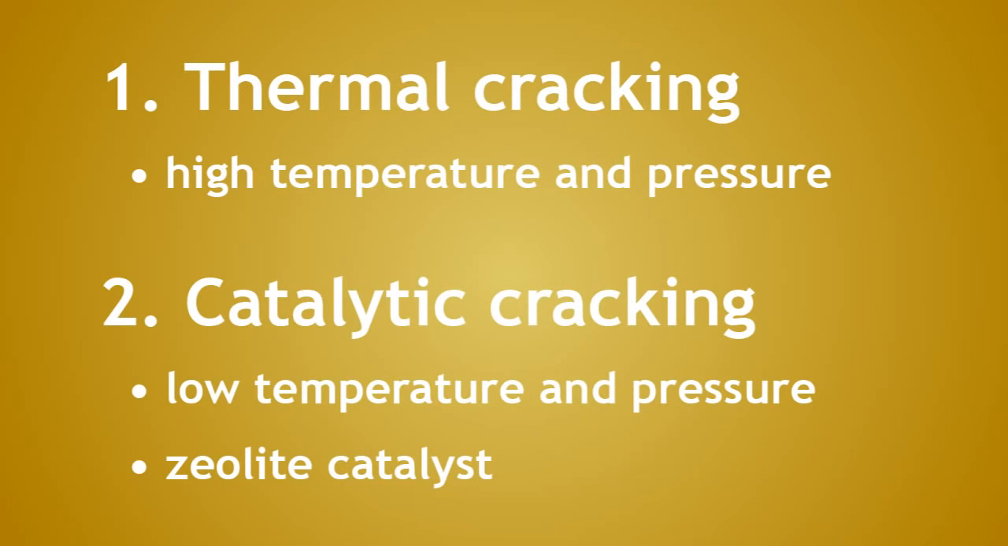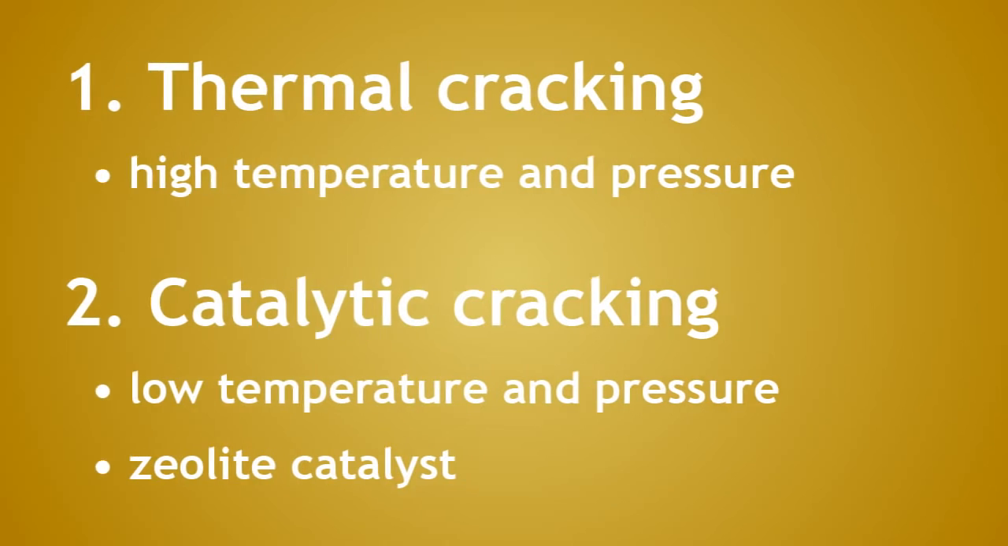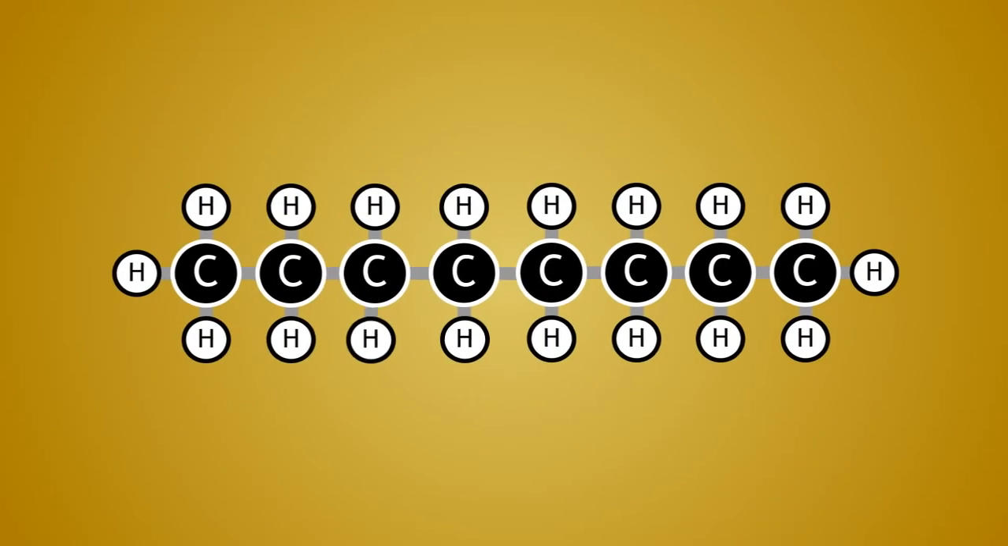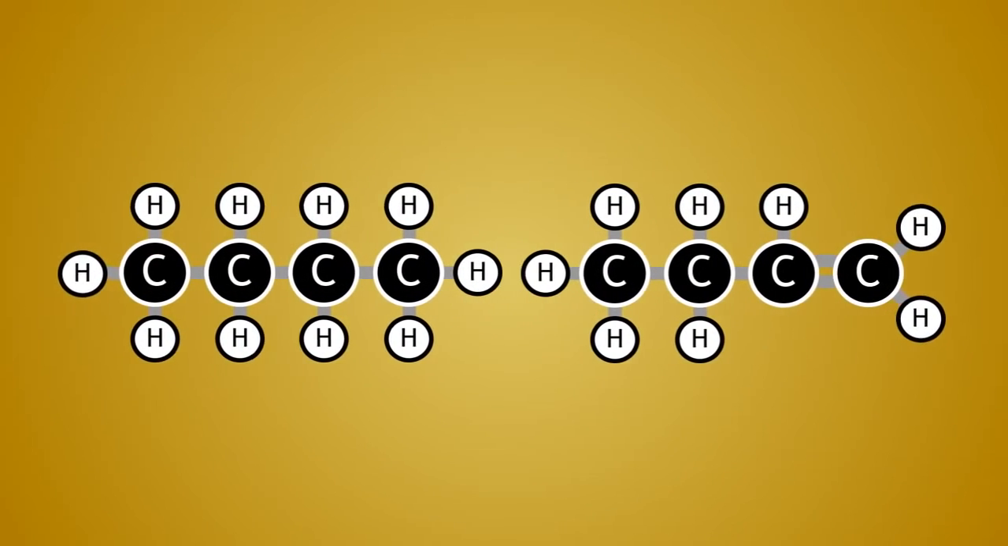In thermal cracking, the large hydrocarbons are heated to temperatures up to 750 degrees C and a high pressure of 70 atmospheres. This high temperature and pressure breaks the bonds between carbon atoms to make smaller molecules.